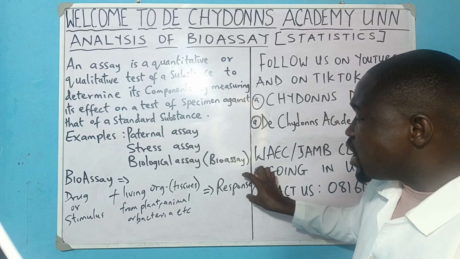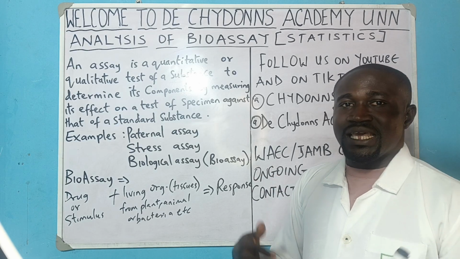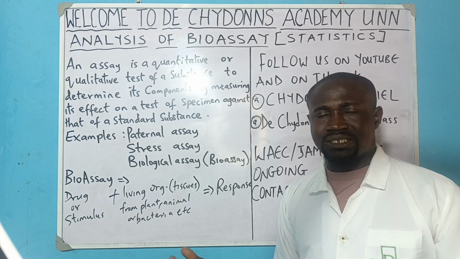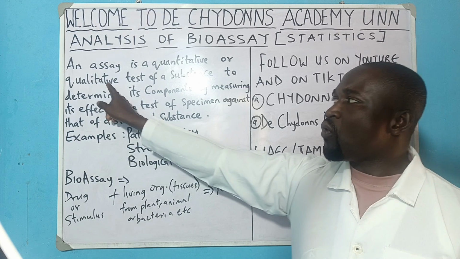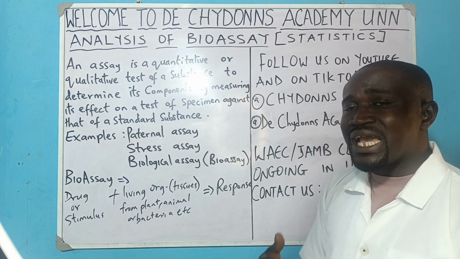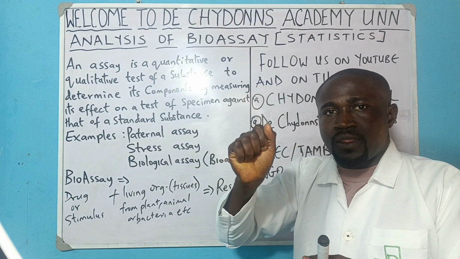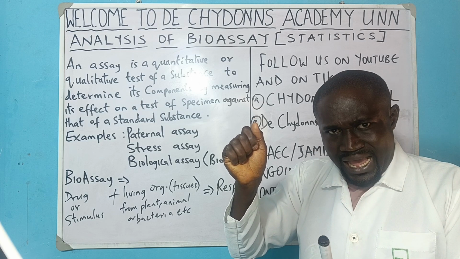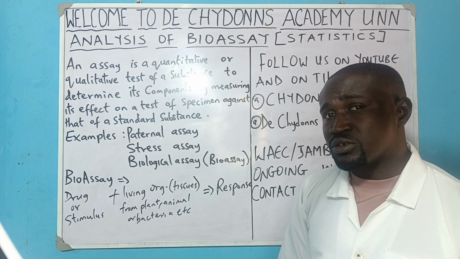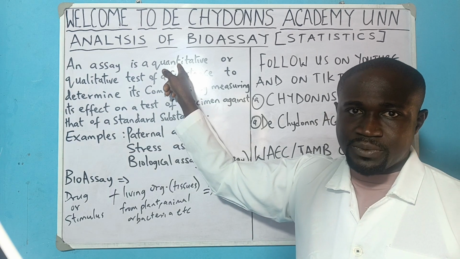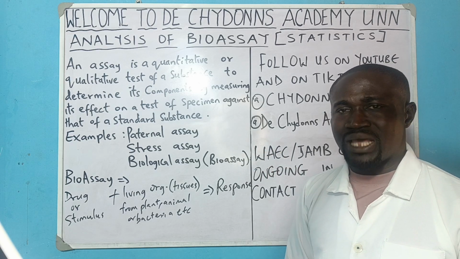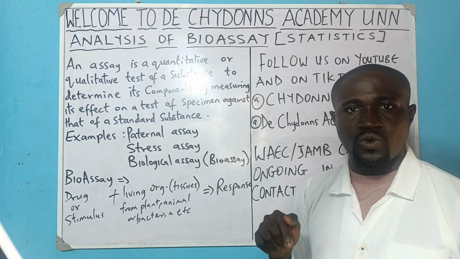Remember, we said if we are checking whether, yes, it causes this, no, it does not cause this, you are checking the qualitative aspect of it. Are you getting it? But if you are now checking the quantity, the amount at which it causes that particular thing, we are talking about the quantitative aspect. That is, you are trying to measure out the quantity, the level, the amount at which it's able to cause that thing you are talking about.